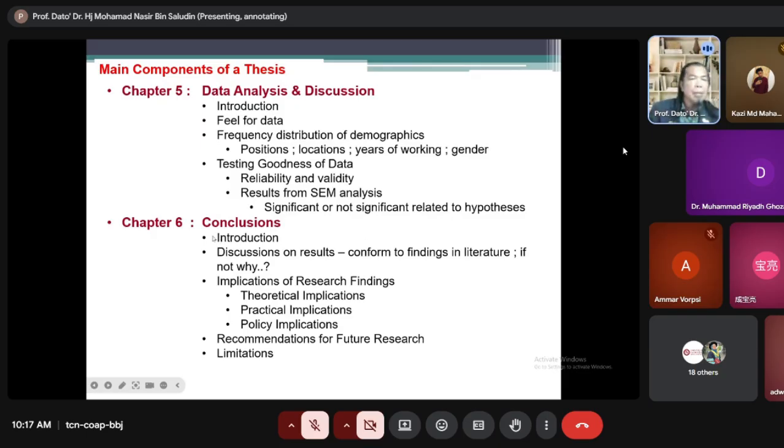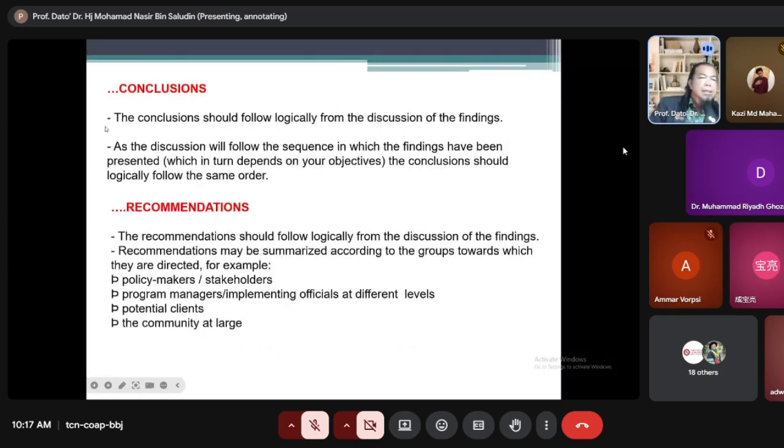This one, chapter 5, conclusion. Introduction, discussion of result, confirm the finding in the literature, if not, why. Implication of research finding: theoretical implication, practical implication, policy implication, recommendation implication, and limitation. Then, the conclusion should follow logically from the discussion of the findings, as the discussion will follow the sequence in which the findings have been presented, which in turn depend on our objective. The conclusion should logically follow the same.